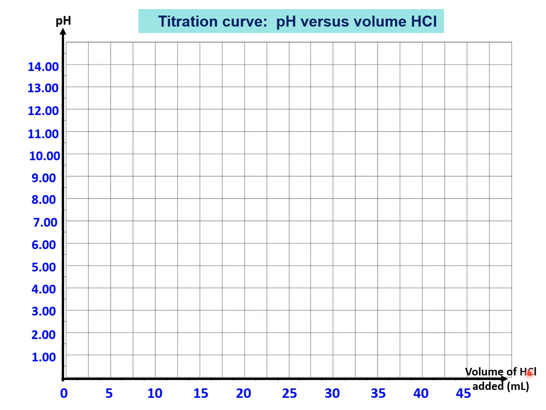Analyte kita dah jadi base. So pH initial tadi adalah 11.12, start daripada atas. Sebelum ni kita buat daripada bawah, because our analyte is an acid. But right now, our analyte is a base. So pH dia besar, start daripada atas.